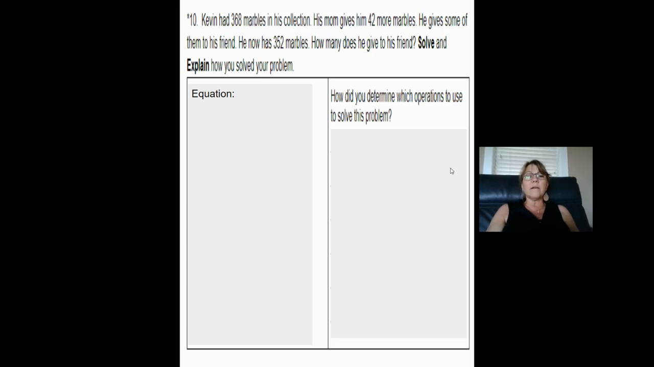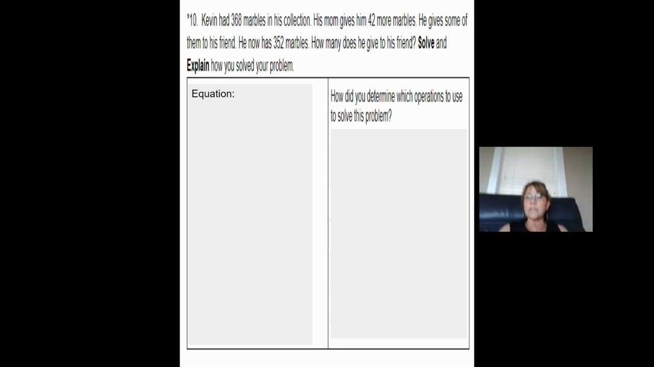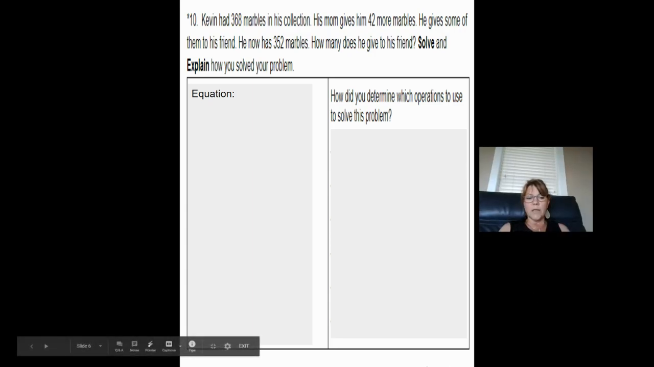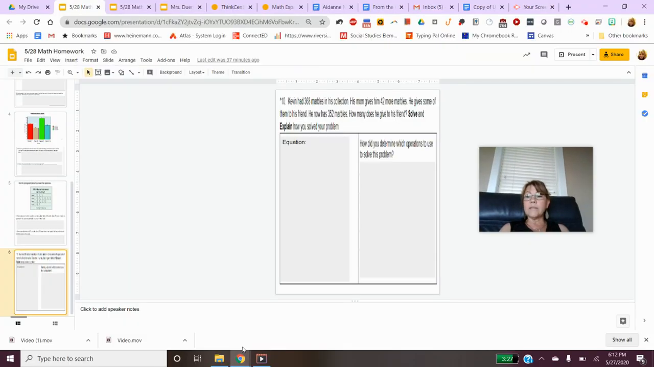Think about it and try it. This one has a little star because it might be a little more complicated, but I think you guys can do this. This is from earlier in the year. So, all right, that is that. This is the homework, and it is your last math homework for 3rd grade.